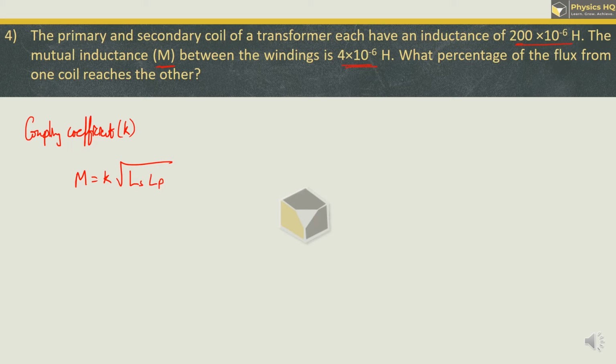M is mutual inductance, Ls is inductance of secondary, and Lp is inductance of primary coil. So from this we have K is equal to M upon root of Ls Lp.